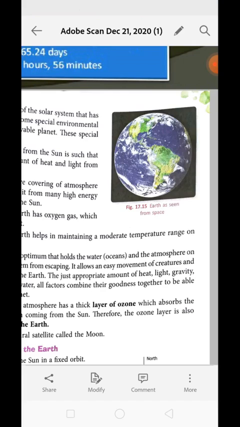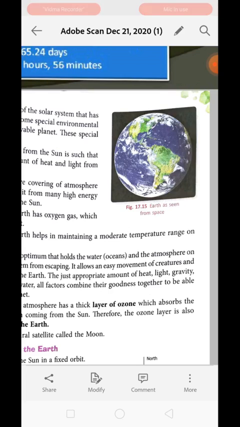Fourth point is the atmosphere of the Earth helps in maintaining a moderate temperature range on the Earth. Like if we talk about Mercury, it was very hot during day and very cold during night, but this does not happen on the Earth. It is hot during day, but it is not too cold during night. We don't have any problem of survival due to extreme cold. Why? Because the atmosphere is present over there. The atmosphere helps maintain a moderate temperature even in the night, because the light rays are trapped in between the Earth's atmosphere particles.